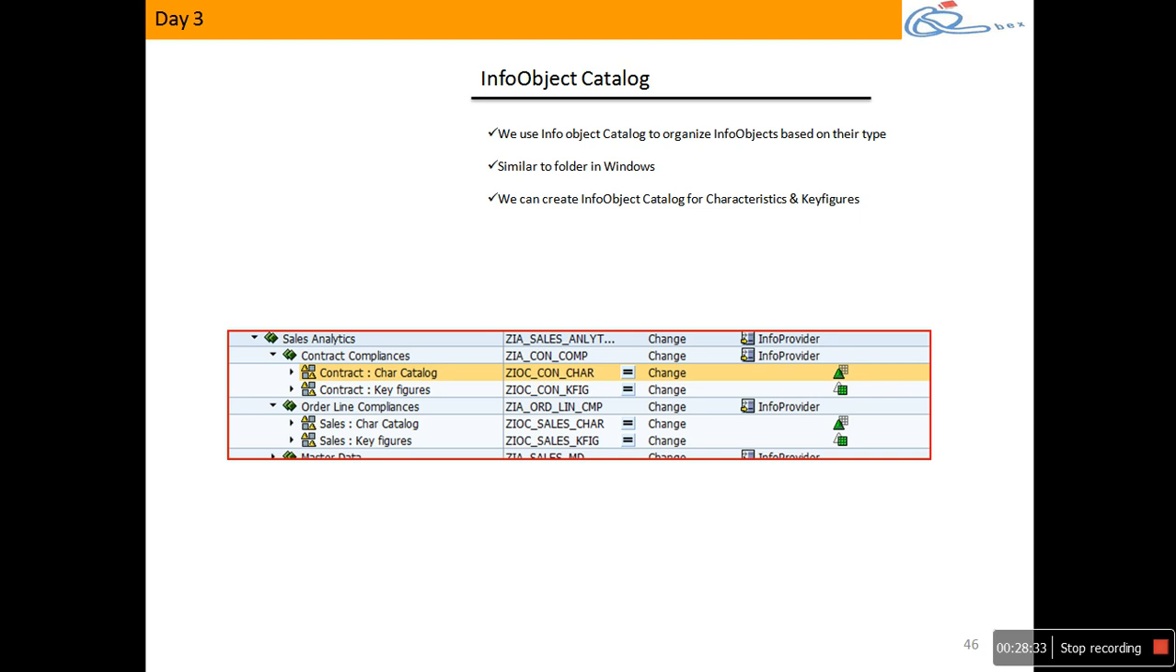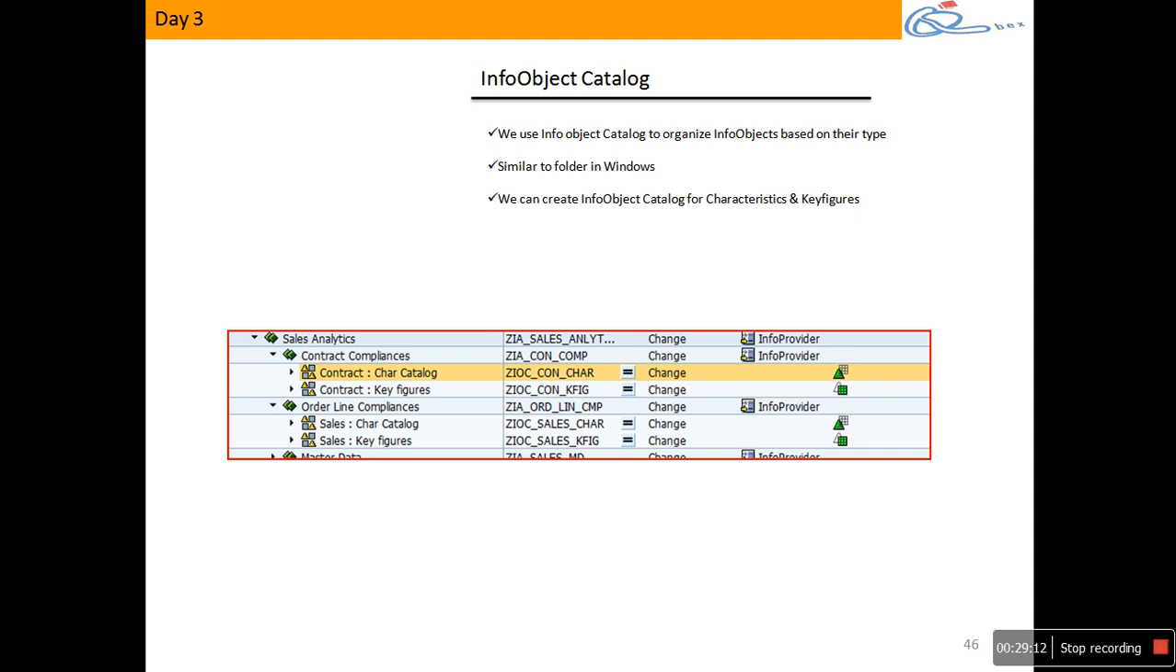Now when it comes to creating these 10 info objects, they could be of different types, characteristics or key figures, whatever it is. Once I have the info area ready, I want to create those 10 info objects. Let's say I want 7 characteristics and 3 key figures as per the requirement. Instead of creating all these 10 info objects in one folder or one info area, I want to further organize them. I want all the characteristics in one folder and all the key figure info objects in another folder. To organize my info objects based on their type, I would use info object catalogs.